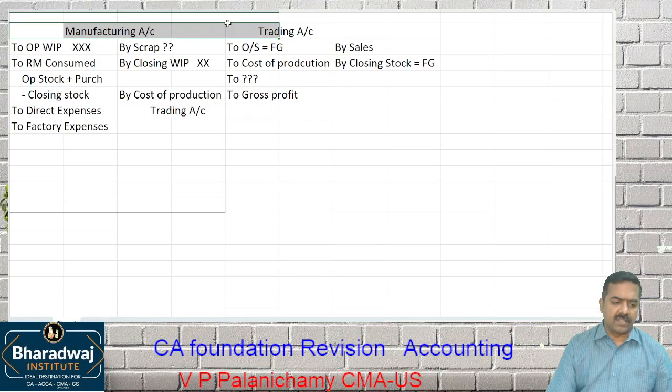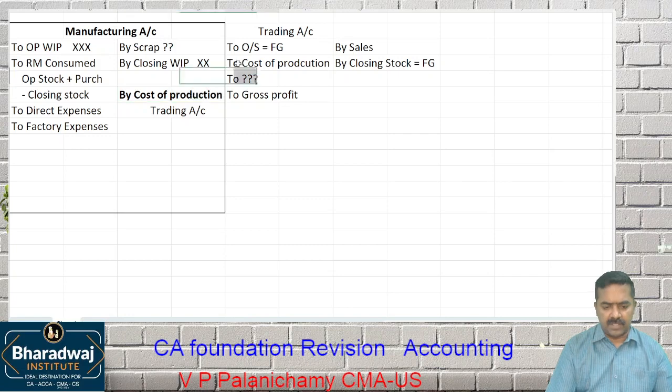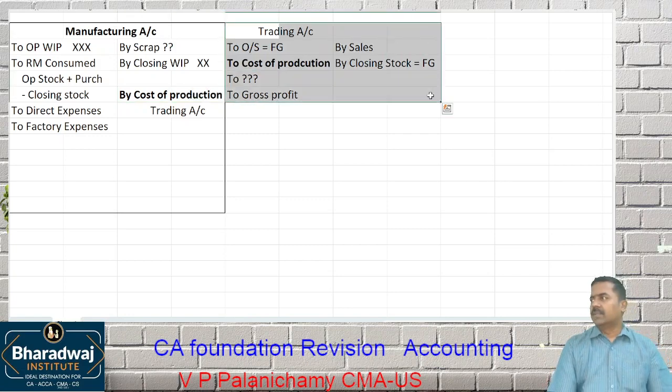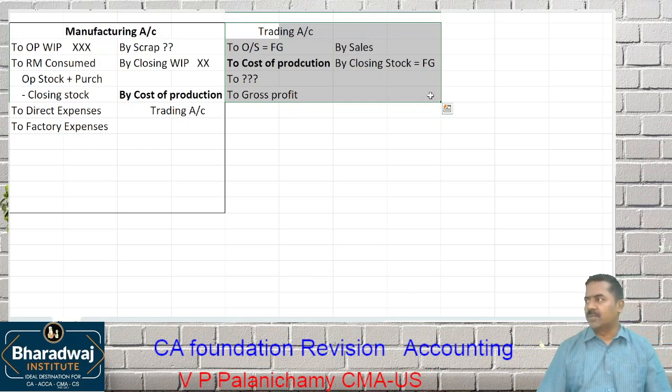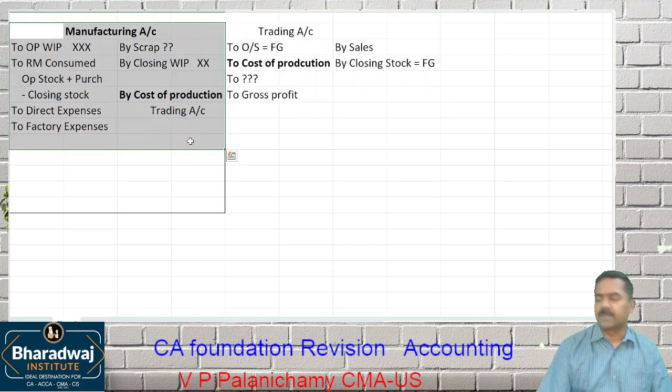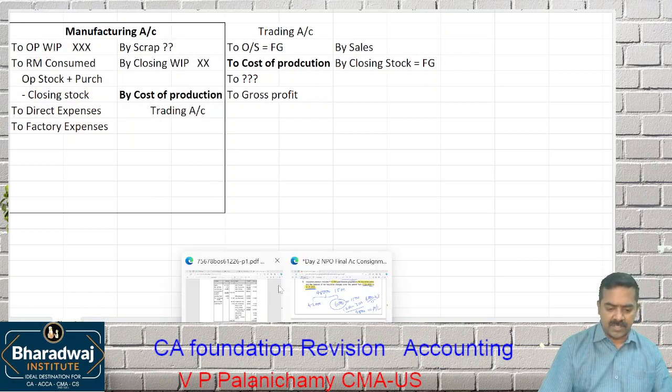So what is the extra thing? We prepare a manufacturing account to find out the cost of production. That is charged in the trading account. Then we find out gross profit. Thereafter P&L account and balance sheet as usual. You charge all the indirect expenses in the P&L account. Assets and liabilities are taken to the balance sheet. So the extra thing we do is preparing a manufacturing account to find out the cost of production.